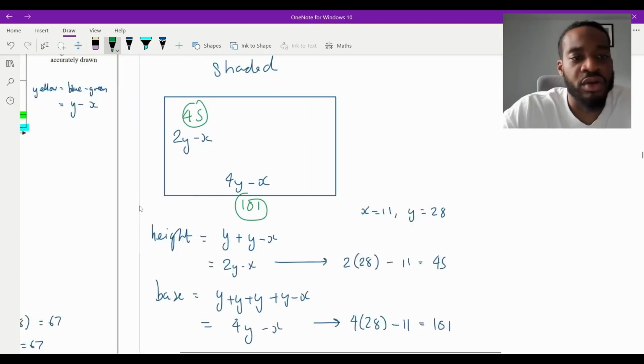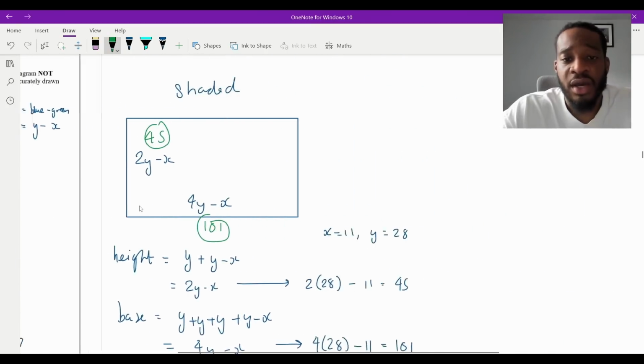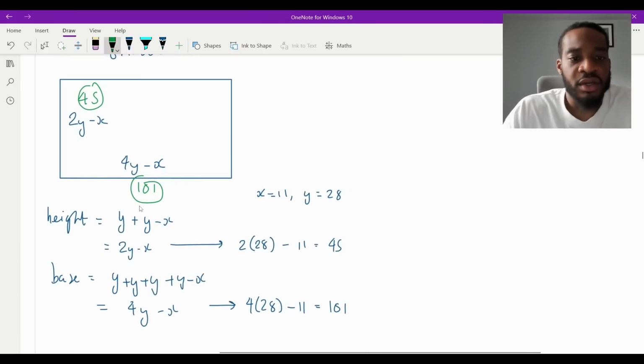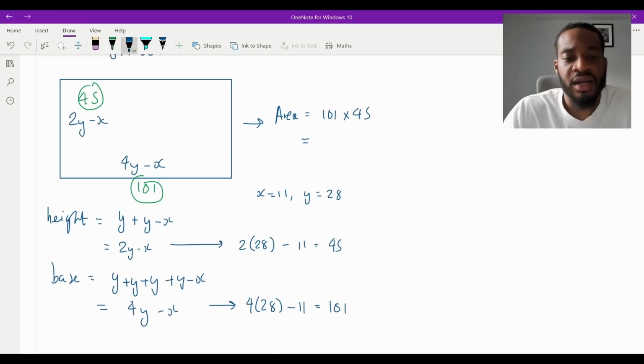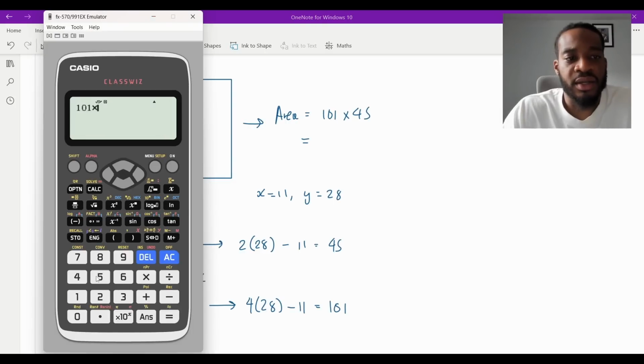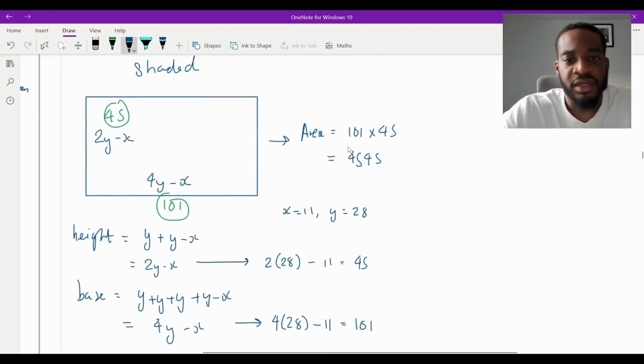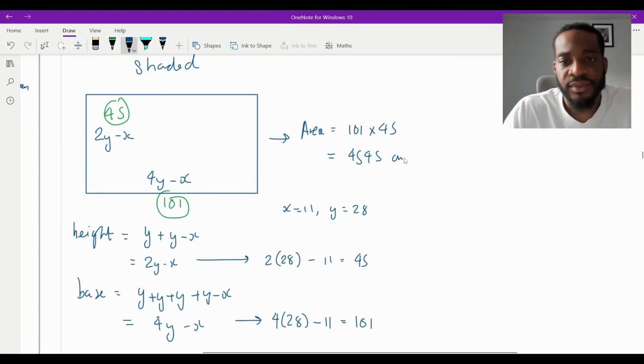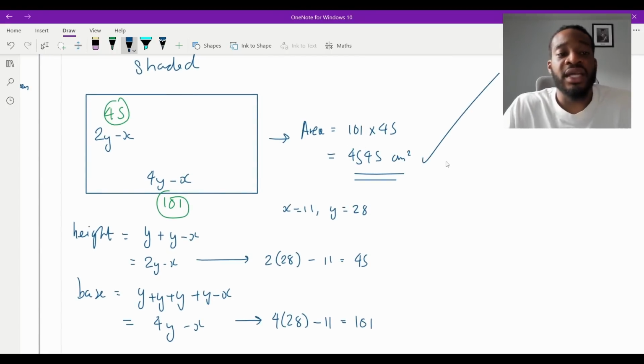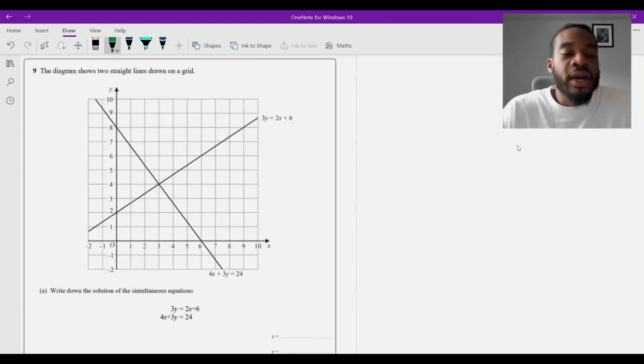What did the question ask us to do? It asked us to calculate the area of it, right? So now we're pretty much done. So therefore, I'm going to write here, the area is going to equal the base 101 times the height 45. And I'll put it into the calculator and see what we get. 101 times 45 is equal to 4,545. And this is in centimeters squared. And that's it. Finished.